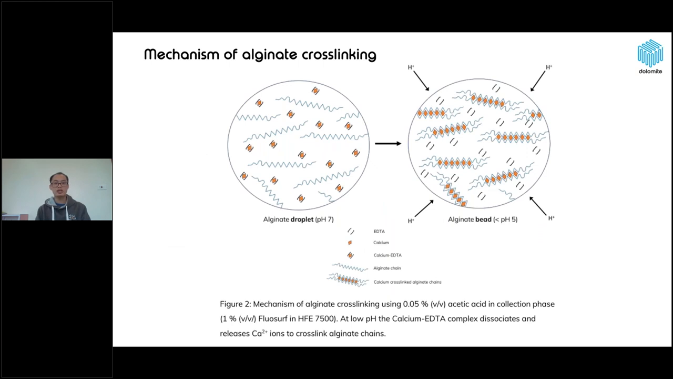This slide shows the mechanism of the alginate cross-linking. We use cross-linking with 0.5% acetic acid in the collection phase with 1% fluorosurfactant in HFE 7500. Under neutral conditions like pH 7, the alginate droplet contains the alginate chains and calcium EDTA. Under acidic conditions with pH lower than 5, the calcium EDTA complex will dissociate and release calcium ions to cross-link the alginate chains, as you can see in this figure.